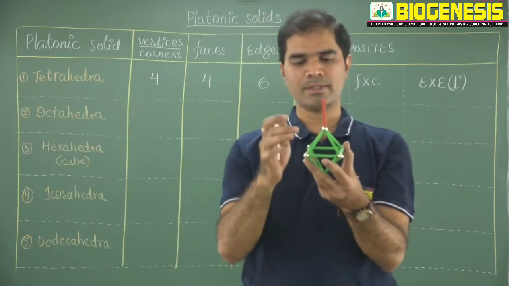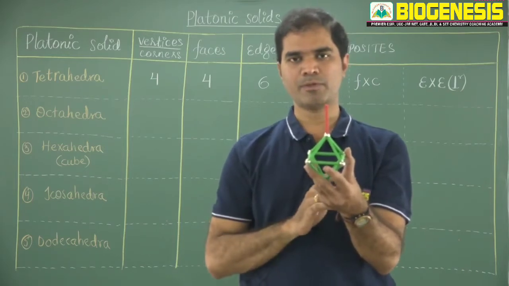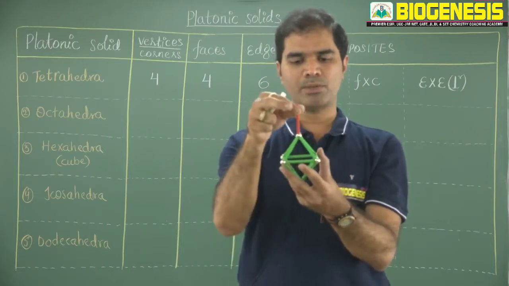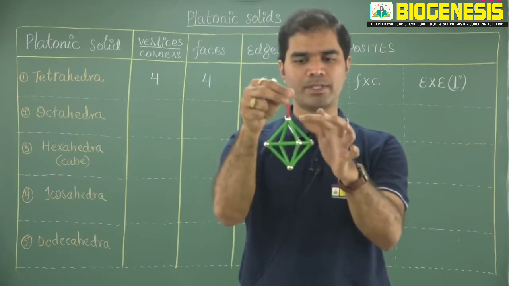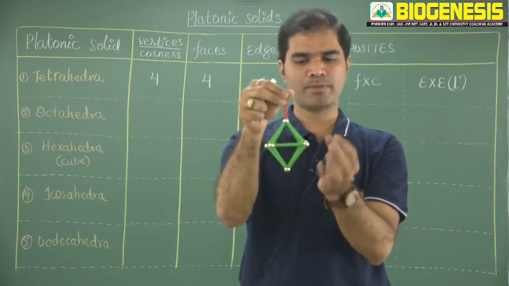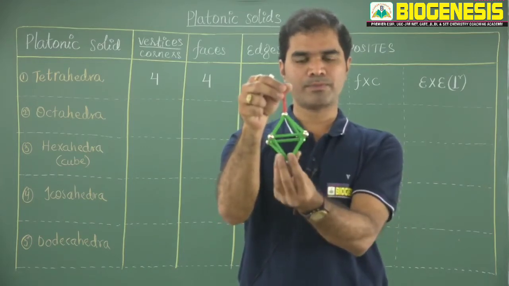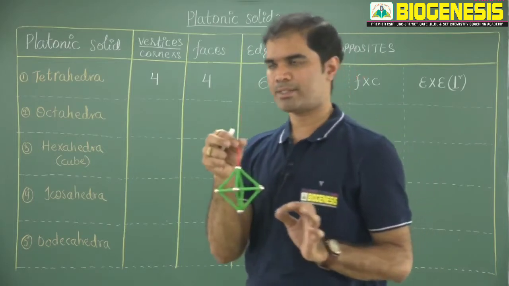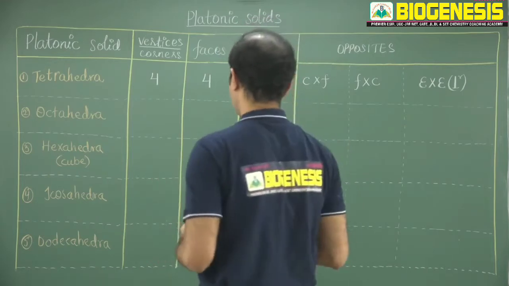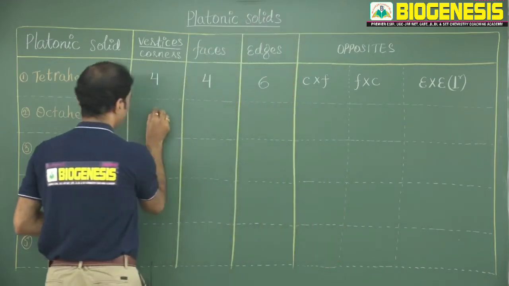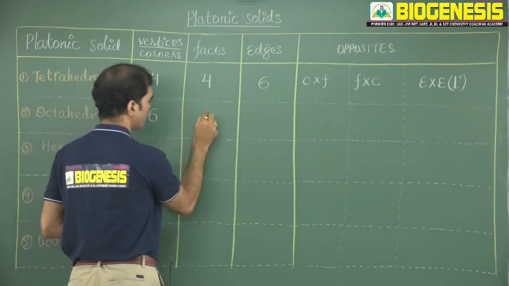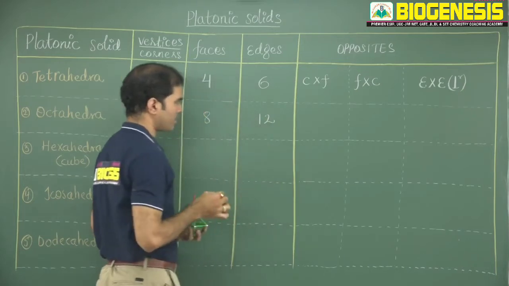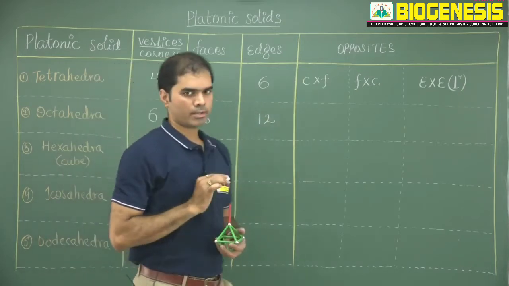6 corners, 8 triangular faces. Therefore the number of edges must be 6 plus 8 minus 2, which is 12. Whether 12 edges are there or not, you can count. 1, 2, 3 and 4 above, 1, 2, 3, 4 below, and in between you have 4 edges. So altogether there are 12 edges. What are opposites to one another, we can also find. There are 6 vertices, faces are 8, 6 plus 8 minus 2 will be 12, that is the number of edges. Coming to the opposites.